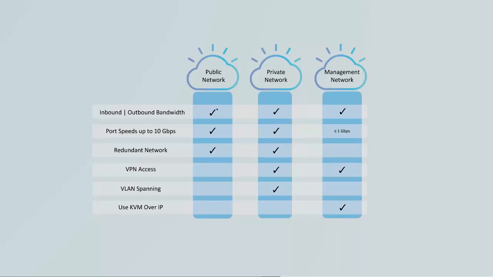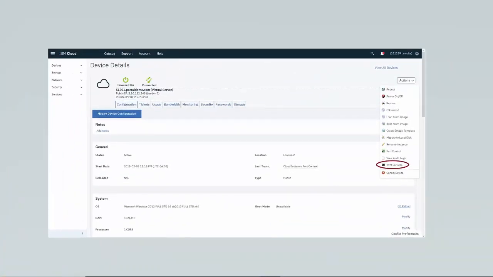This network can be accessed via KVM over IP. Please note, a VPN connection and Java are required to access this network. You can find and navigate to the KVM console from the device details page on the Action tab on the upper right-hand corner.